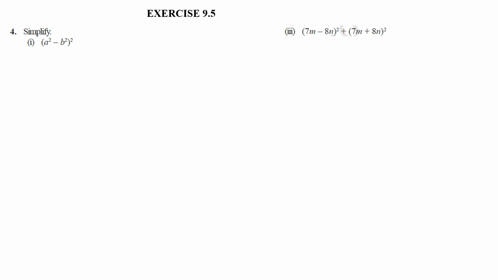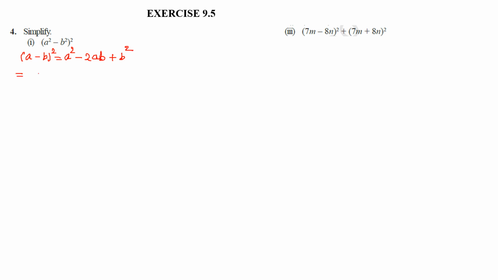So question number 4, simplify. The first question is (a square minus b square) whole square. Now if you can see here, this question is in the form of the standard identity (a minus b) whole square, right? And what is (a minus b) whole square? Last class only we have done this, right? (a minus b) whole square is a square minus 2ab plus b square. So now I'm going to use this identity to simplify the question.